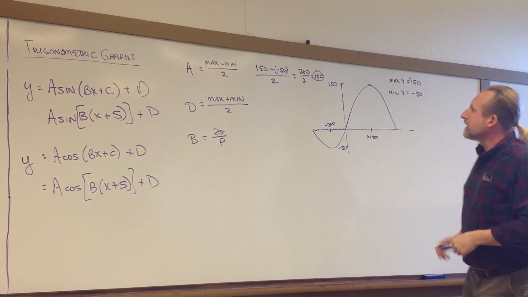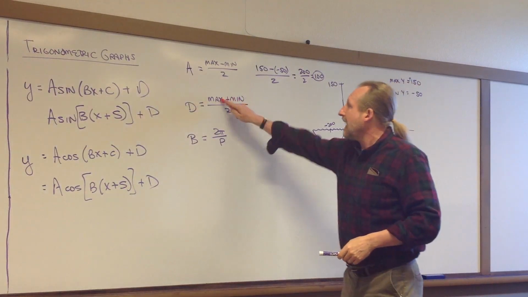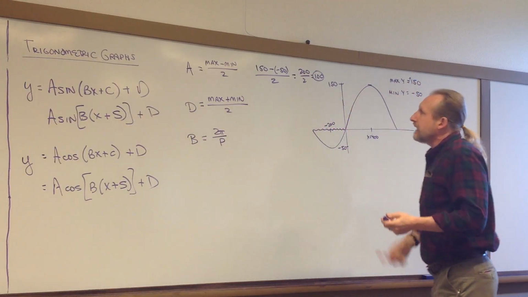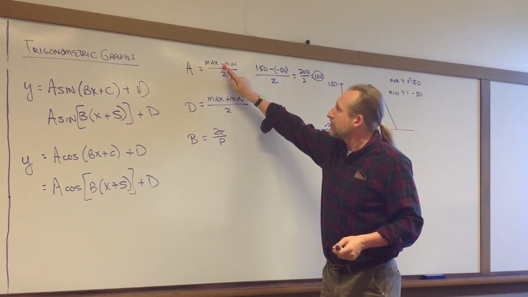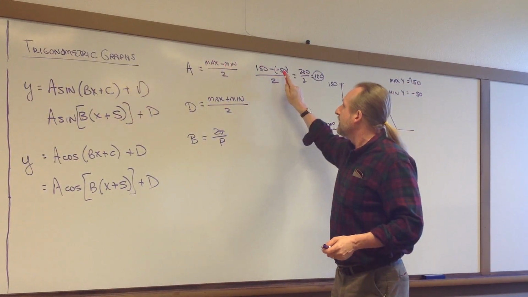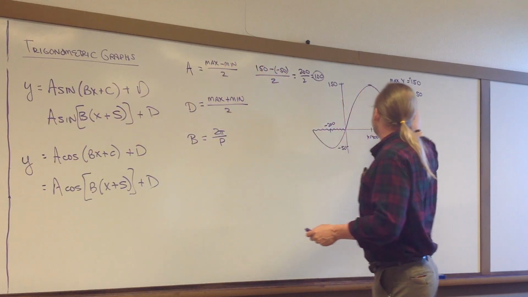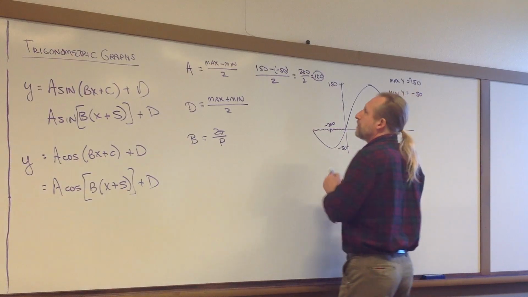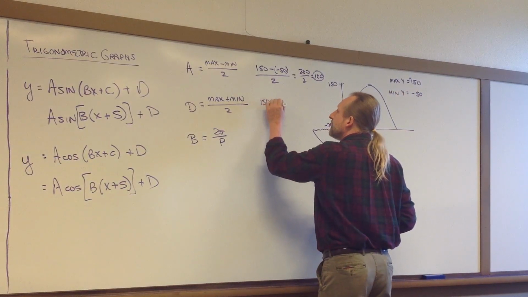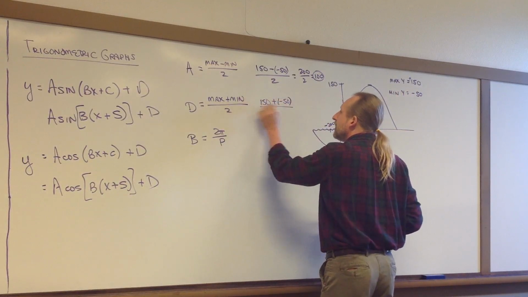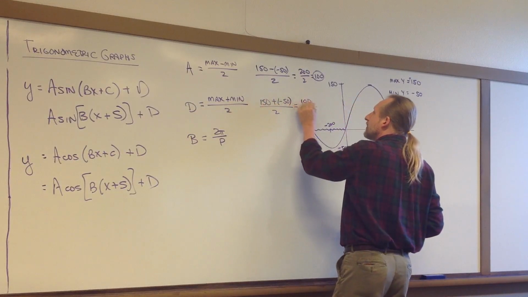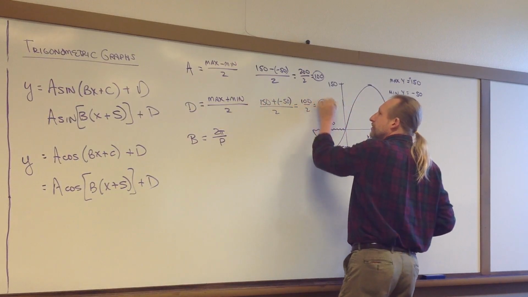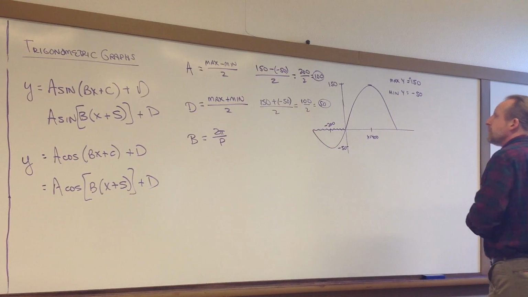Okay? The midline value is going to be the average of these two values. And again, this minus comes from the value of the minimum. Similar thing's going to happen here. We're going to have 150 plus negative 50. And so that's going to be 100 over 2, which is 50. And so that's going to be the midline value.